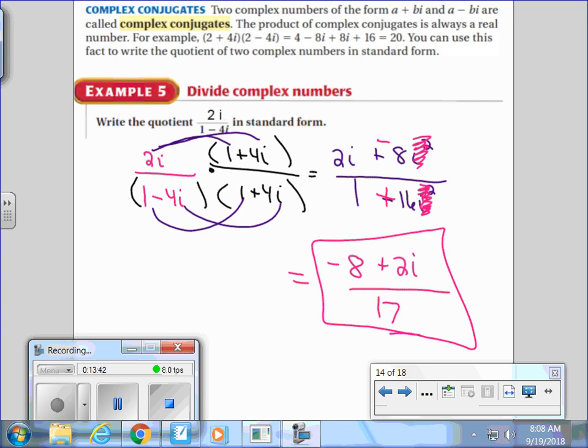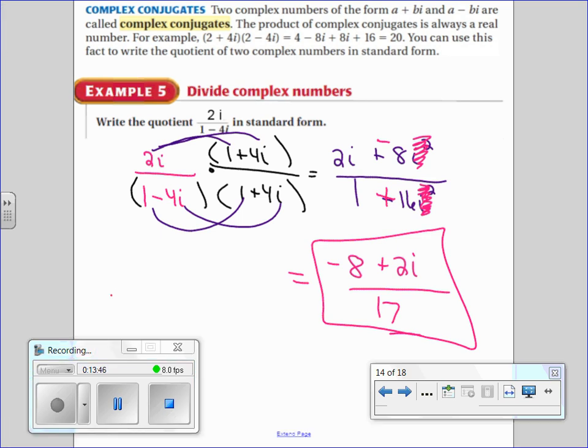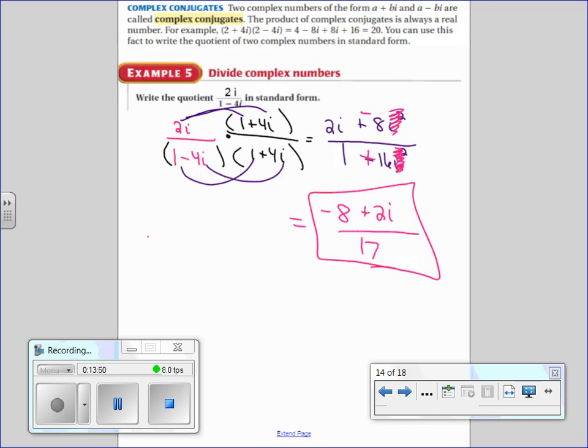Hello again. We are back. I went ahead and looked into your textbook to see if they were okay with you leaving it like that, or if they split it into 2 fractions. So I'm going to let you know, Harp would be okay with you leaving in that answer. But I want you to be aware that these fractions can be split. The negative 8 can go over 17, as well as the 2i can go over 17. So it could be rewritten as negative 8 over 17 plus 2 over 17i.